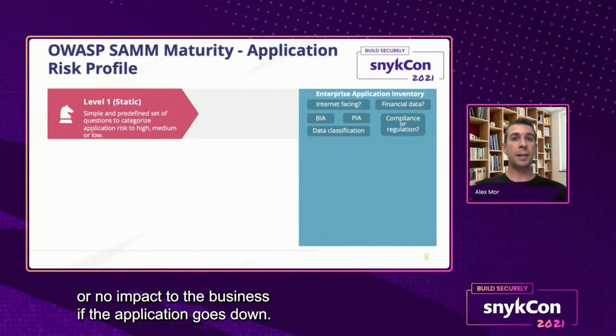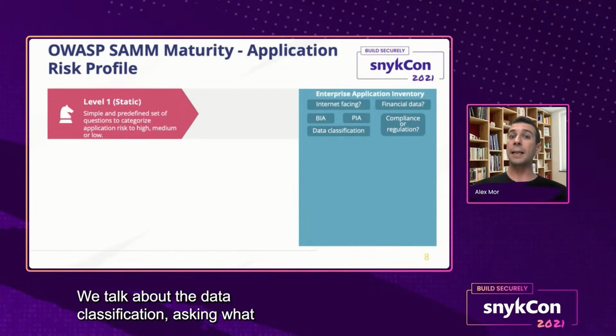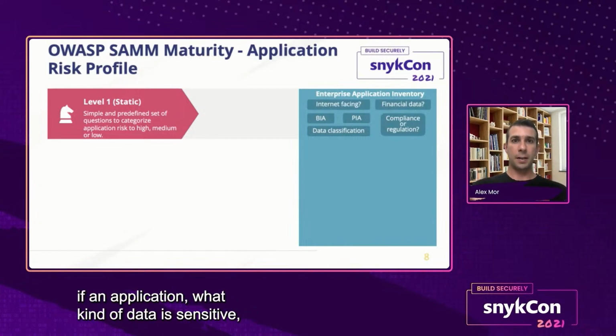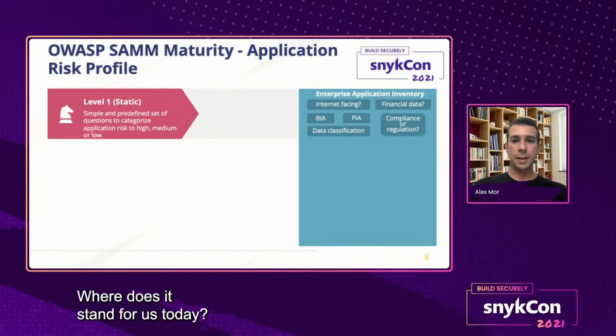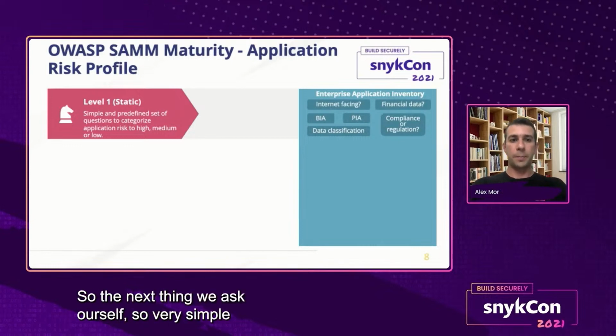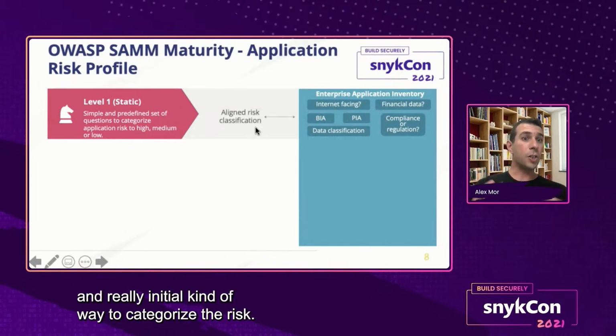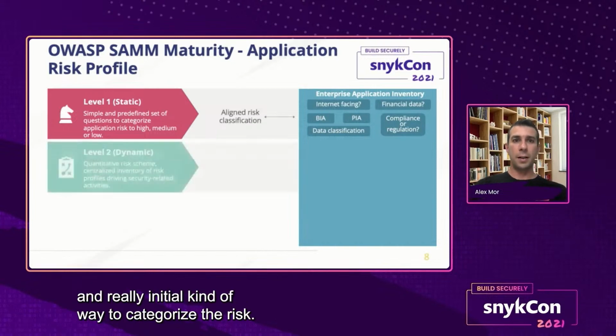Impact to the business if the application goes down. We talk about the data classification, asking what kind of data it is: is it sensitive, internal, personal? Where does it stand for us today? So the next thing we ask ourselves, right? A very simple and really initial way to categorize the risk.